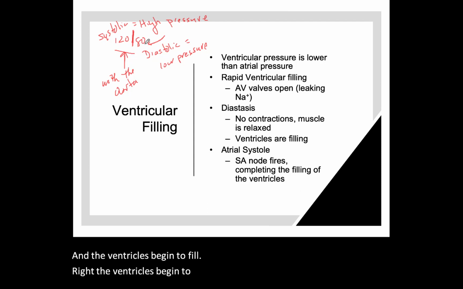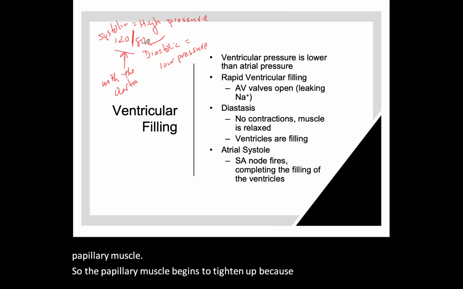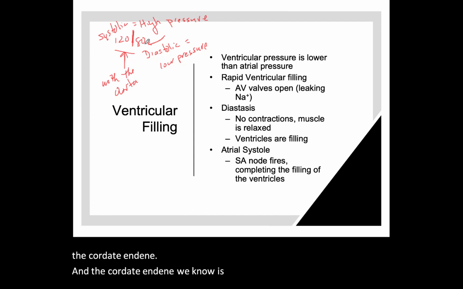As the ventricles begin to fill, there is pressure, if you would, that is put on the papillary muscle. So the papillary muscle begins to tighten up because the ventricle is expanding. And as the papillary muscle is feeling pressure, it's tugging on the chordae tendineae. And the chordae tendineae, we know, is attached to the atrioventricular valve.